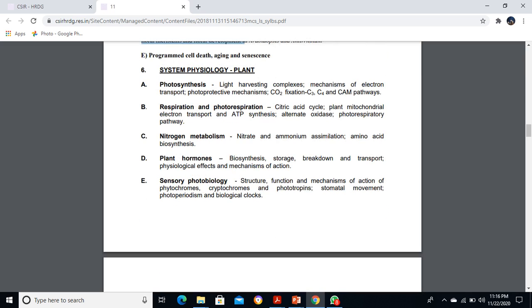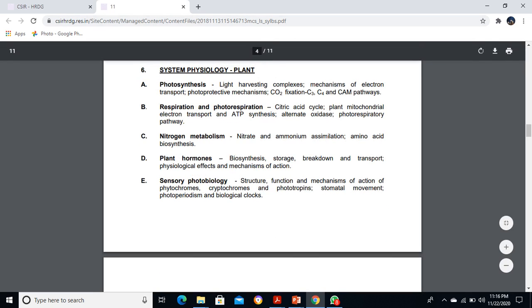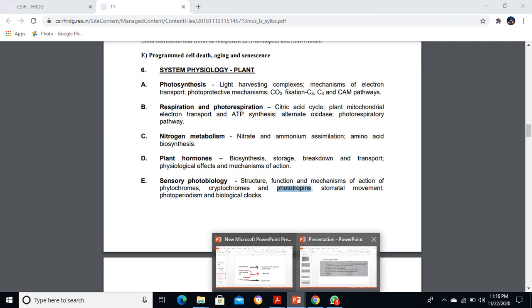So today we are going to study the sixth module, plant physiology, and the subunit is sensory biology. This is the topic that we are going to discuss. Here you will study phytochromes, cryptochromes, phototropins, stomatal opening, photoperiodism, biological clocks, etc. Many C part questions are there from this topic, so we will see that.